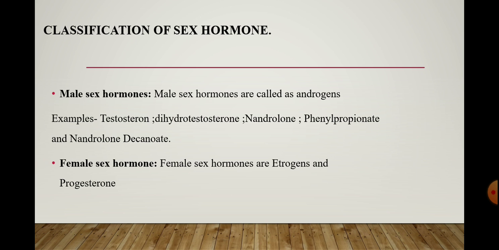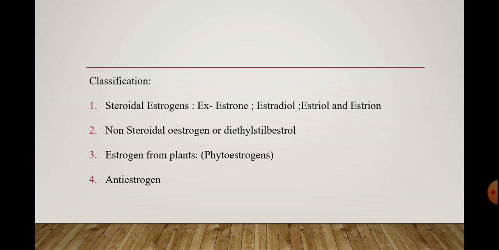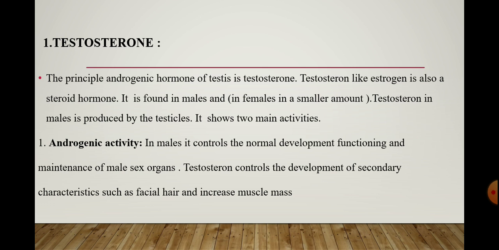Next, classification of estrogen. Estrogens are classified into four classes. First is steroidal estrogen, for example estrone or estriol. Next is non-steroidal estrogen, for example diethylstilbestrol. Then estrogen from plants. And the last class is anti-estrogen. So that is the classification of estrogen. Today we will discuss male sex hormones.